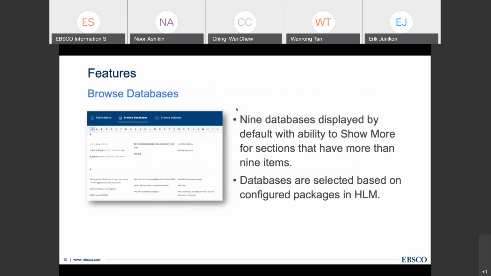Next is the browse by database option, which is available. Nine databases will be displayed by default, but of course you have the ability to show more for the sections that have more than nine items. Databases are selected based on the configured packages in the holding management. So it's always critical to maintain all your necessary holdings in holding management. If not, then all of this will not be reflected correctly, and the end users will not have the true picture of what the library subscribed to.